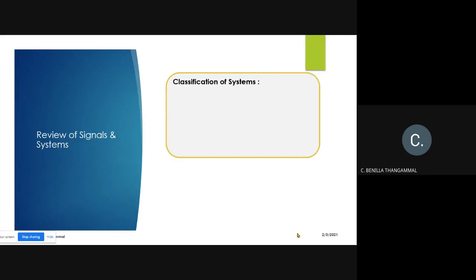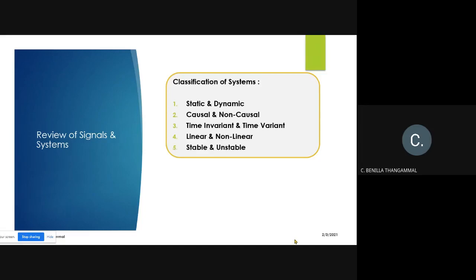In classification of systems, you have 5 different classifications: static and dynamic, causal and non-causal, time invariant and variant, linear and non-linear, and stable and unstable. Of these five, for the first three, by seeing the system you'll be able to categorize it without solving the procedure. But linear and non-linear, and stable and unstable, we have to solve by the procedure and then find the value.